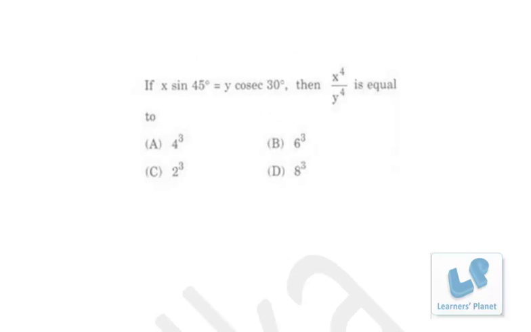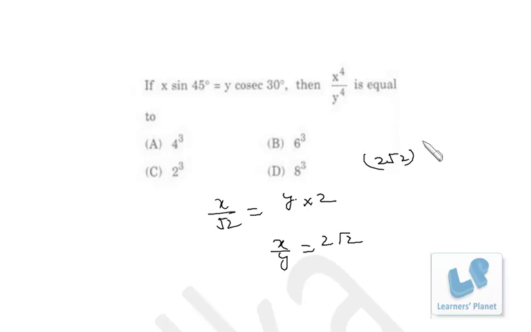Now again, that's very simple. You just have to put the value of sine 45 and cosec 30. Sine 45 is 1 by root 2. So x by root 2 is equal to y. Sine 30 is 1 by 2. So cosec 30 will be 2, right? So x by y is equal to 2 root 2, right? Now we want x4 by y4. That means this is 2 root 2 raised to 4. So that's 2 raised to 4 into root 2 raised to 4, that is 2 square. So precisely it is 2 raised to 6. Okay, or we can say 4 cube. Simple.